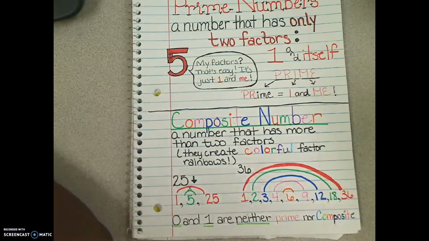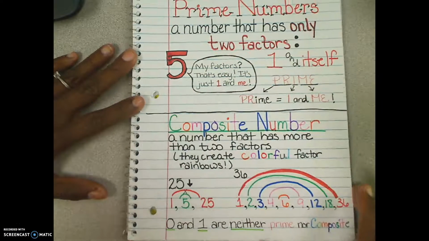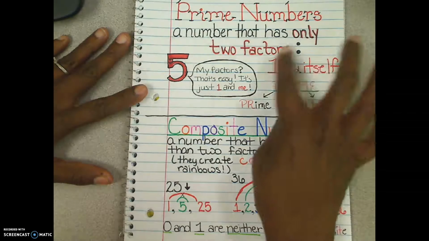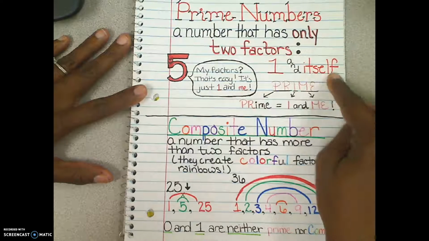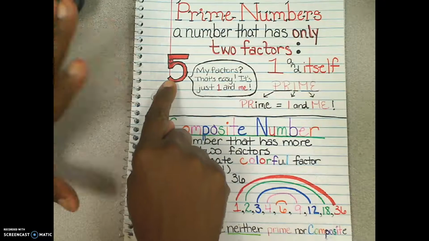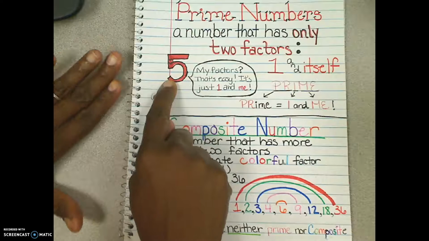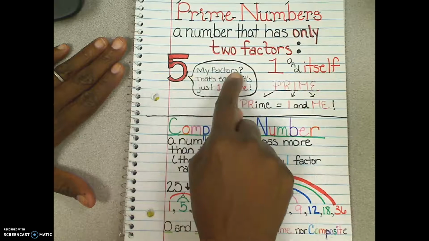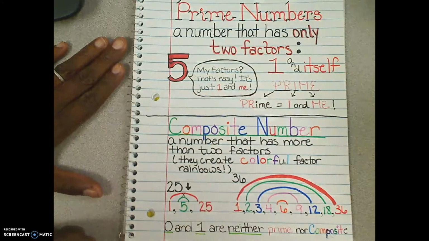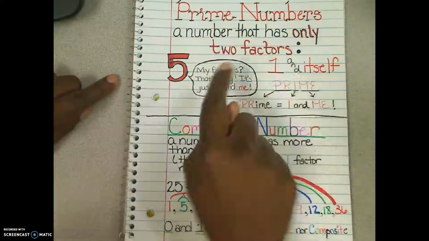All right, I'm back. So yesterday you should have written your notes down. Prime numbers are numbers that only have two factors, one and itself. So say for instance, the number 5 is a prime number because I can only multiply 1 times 5 to get 5. So my factors are easy, it's just 1 and me. So a prime number only has two factors, 1 and itself.